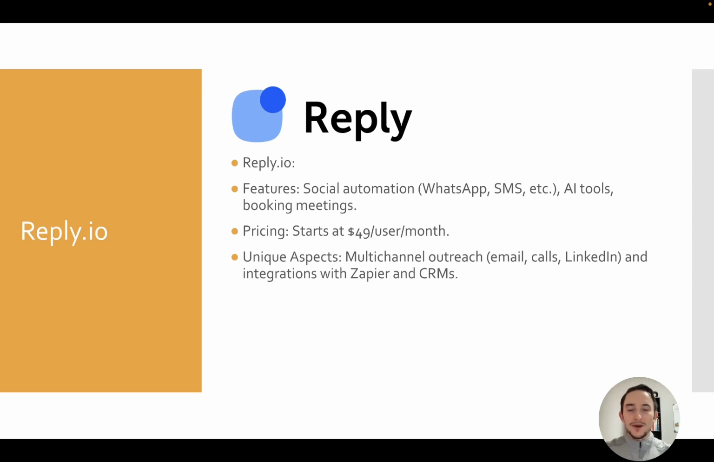Pricing, $49 a month. You'll hear that a lot. And again, so what makes Reply unique? The multi-channel outreach, email, calls, LinkedIn, SMS, WhatsApp, and also they have very good integrations with CRMs and Zapier. So if you're looking for a little bit extra automation, you can actually connect it with Zapier, maybe send your data to Google Sheets, Google Docs, and I mean, there's literally millions of ways you can apply it, but if you're looking to save time and automate, Reply.io is probably going to be for you.